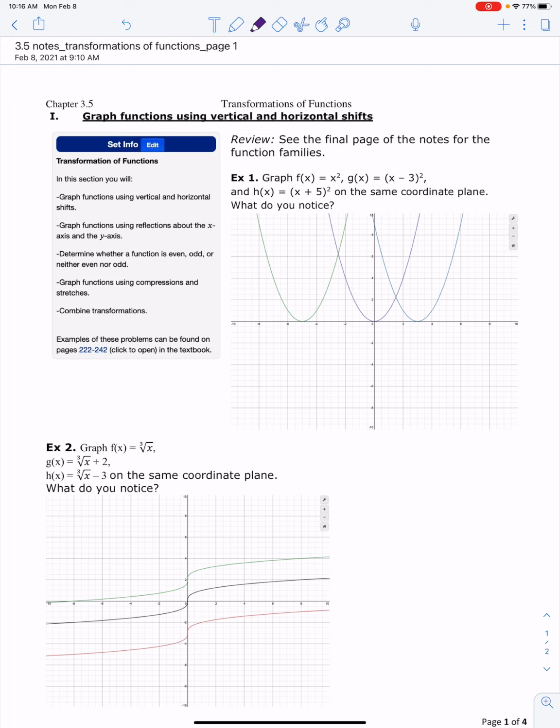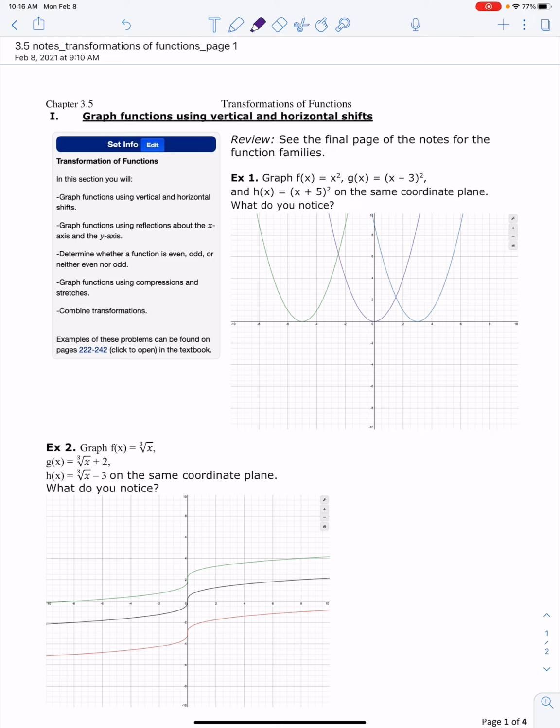Here are the 3.5 notes, transformations of functions. This is page 1. In the past, I have gone through graphing these. You've had to sit there and watch me. That didn't seem like a worthwhile use of your time. So I've got the graphs on here that were generated in Desmos.